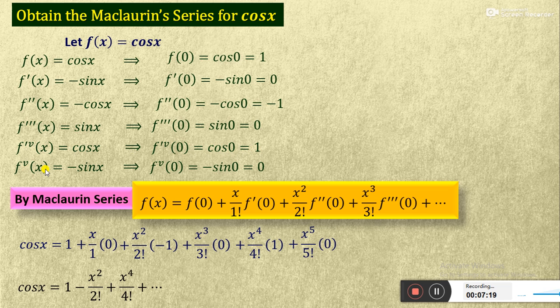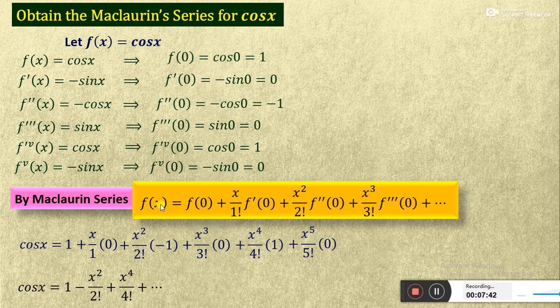Next, f fifth dash of x. F fifth dash of x equal to, you differentiate the cos x. We get the answer minus sin x. So differentiation of cos x is minus sin x, and from this I calculate f fifth dash of 0. Substitute x equal to 0. So minus sin 0. Sin 0 is 0. So therefore now I write the Maclaurin's formula.